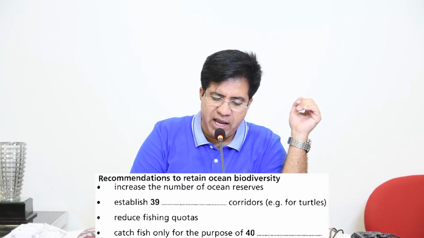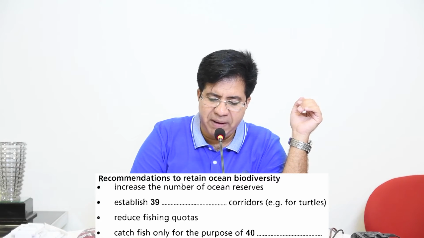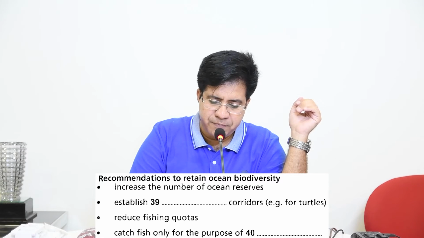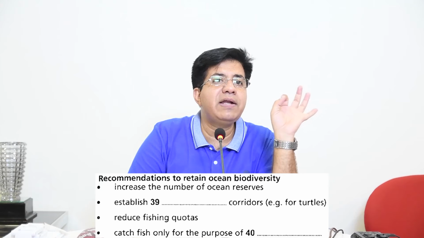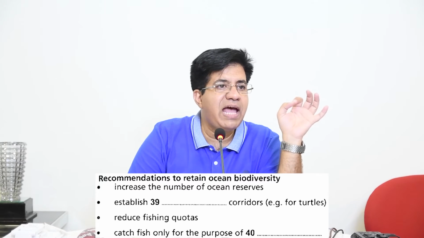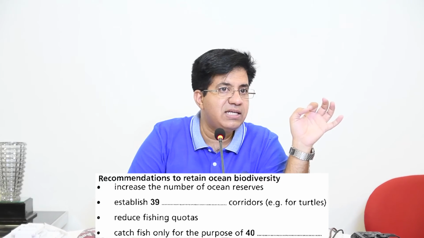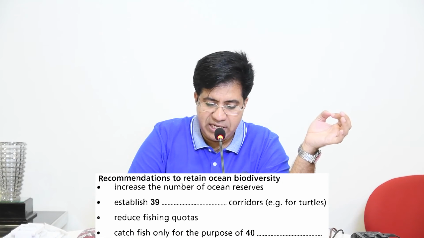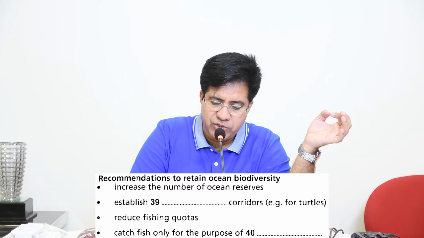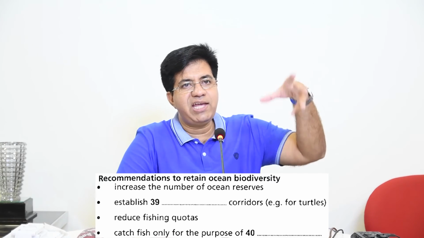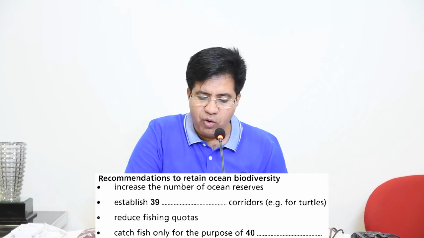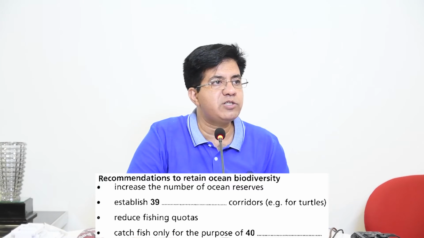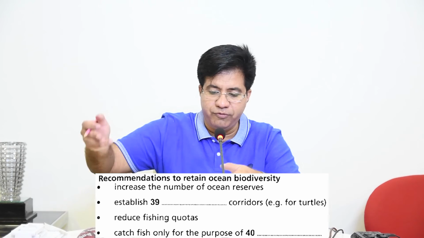Okay, question number 39. Recommendations to retain ocean biodiversity. Increase the number of ocean reserves. Second, establish. Underline the word establish. For establish, they can use the word create or they can use the word make. Build, exactly. Create dash corridors. So, establish dash corridors means create corridors for turtles. Make dash corridors for turtles means they are going to give them the way that they can go from there.